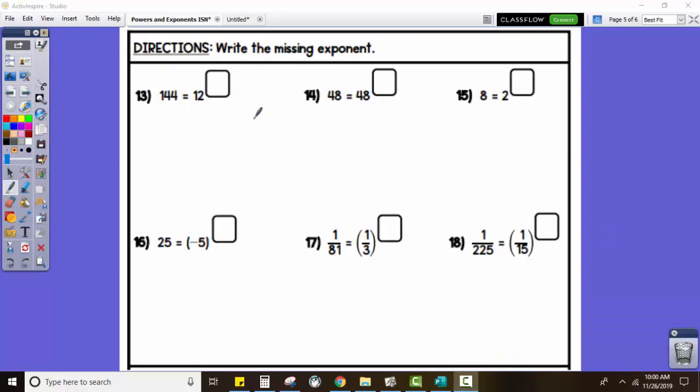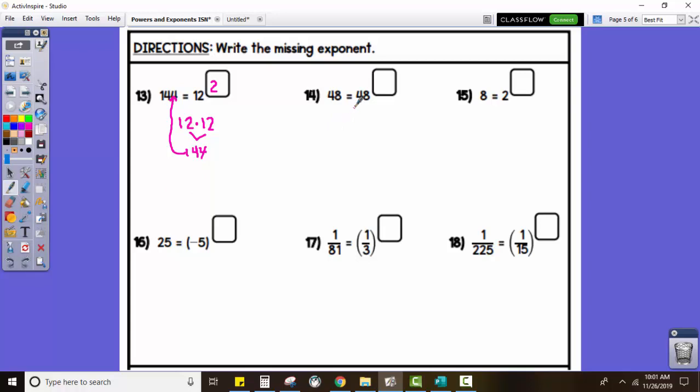Okay, now we're really going to try to stretch our brains on this part, and we need to figure out the missing exponent. So the directions say write the missing exponent. So I need to think about this base of 12 and how many times I have to multiply 12 by itself to get me the value of 144. So if I just start multiplying 12s, well, 12 times 12 I know is 144. So I already got the value of 144. So I can see I multiplied it 2 times. So that is my exponent there.